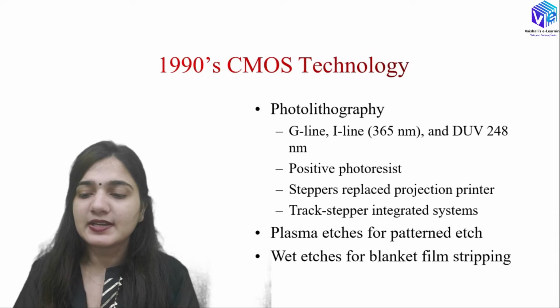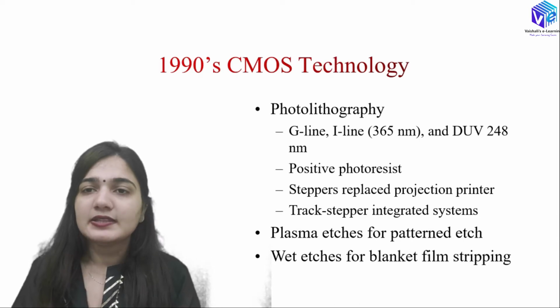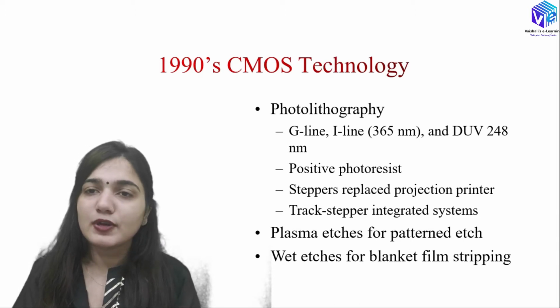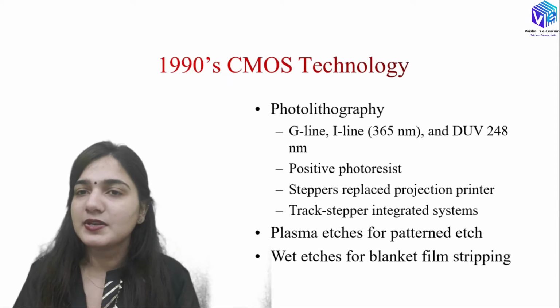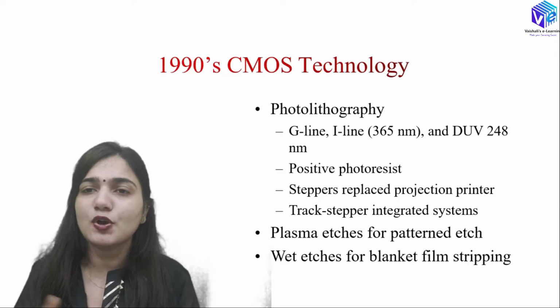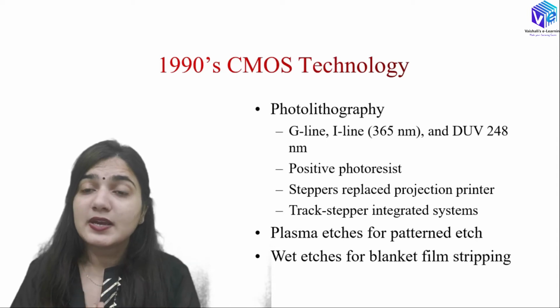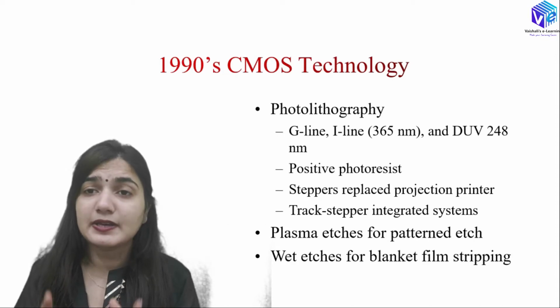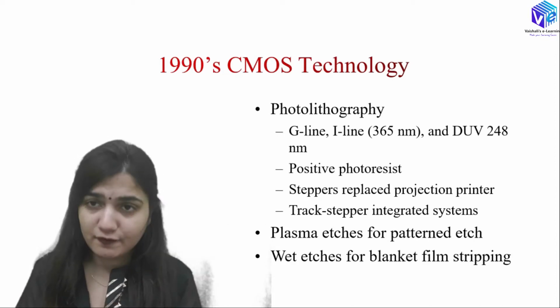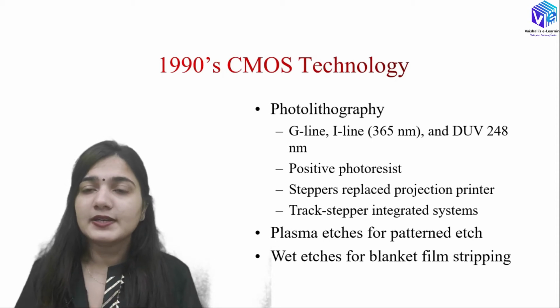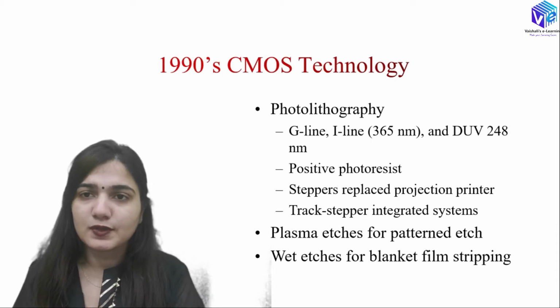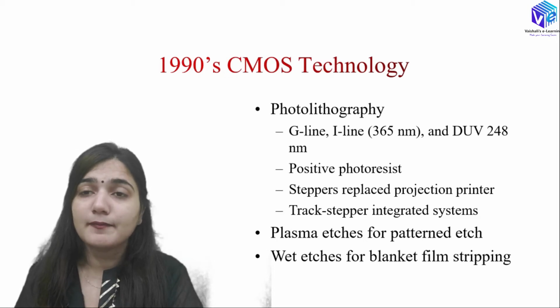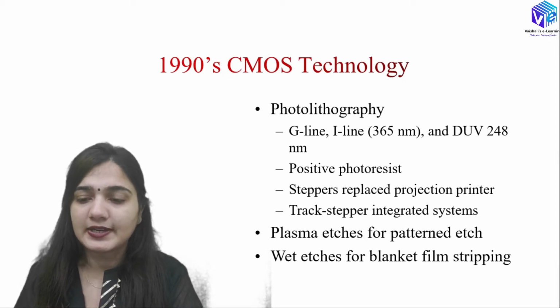So track stepper integrated systems were developed, and these track stepper integrated systems were fully automated. There was less contamination inside it, there was less possibility of errors. Speed was increased for the photolithography because photolithography is a very time-consuming process. It requires a lot of time, and when it is fully automated the time requirement would be reduced, plus the contamination would be reduced. So this is how we are having a major shift in the technology in the 1990s.